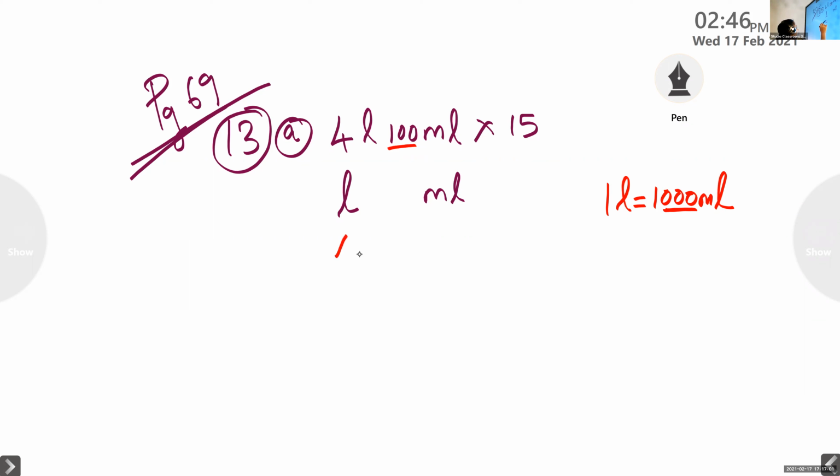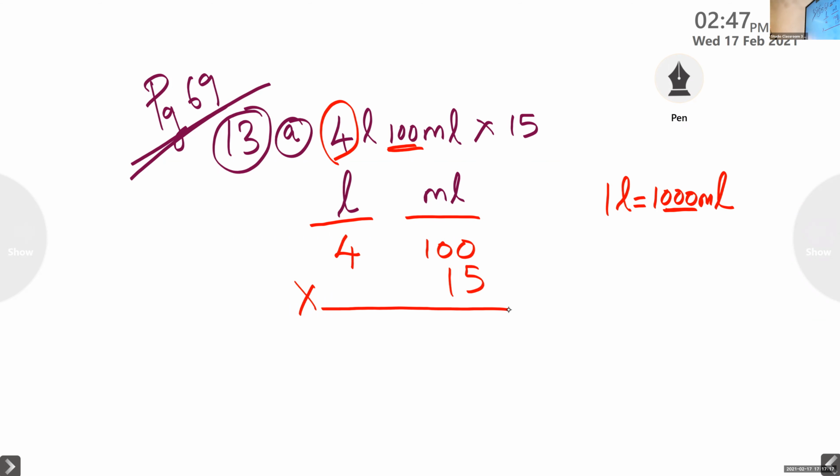So here we will write 4 liter. How many liters can we see in the question? 4 liter. And ml, how many? 100. Now just multiply as usual. So children, I will do one question, and question number B you will do alone. Listen carefully. Kashinath, are you there? Can you help me to multiply this?